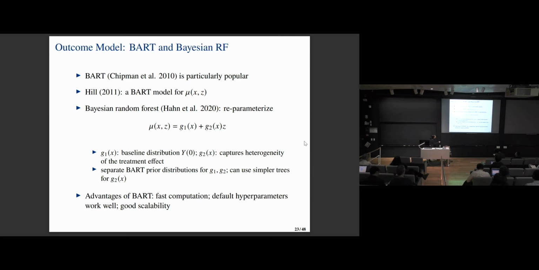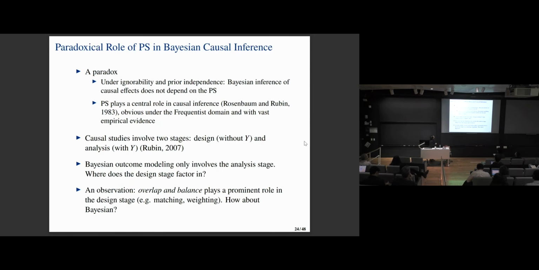So that's all good. But you can see that so far I still haven't talked about the propensity score, which is ignorable. But obviously there's no free lunch, right? So this is the key part. I'll give the paradox before we take a break, and then in the second half we'll talk mostly on this. So this is really a paradox of the role of propensity in causal inference.